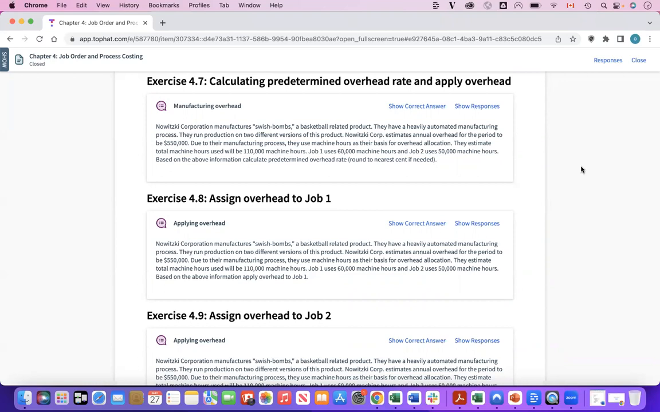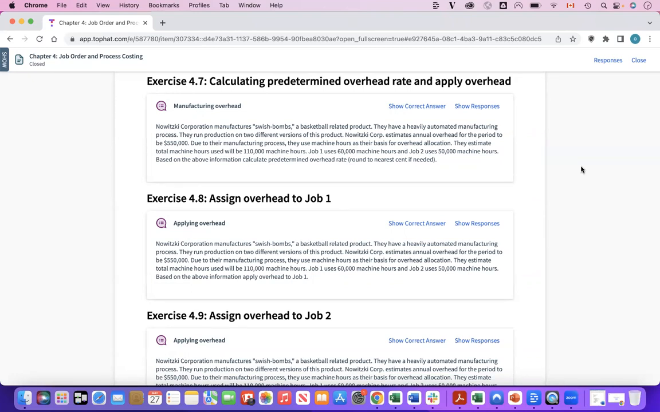Nowitzki Corporation manufactures, quote unquote, swish bombs, a basketball related product. They have a heavily automated manufacturing process and run production on 2 different versions of this product. Nowitzki Corp estimates annual overhead for the period to be $550,000. Due to their manufacturing process, they use machine hours as their basis for overhead allocation. They estimate total machine hours used will be 110,000 for the year. Job 1 uses 60,000 machine hours and job 2 uses 50,000 machine hours. Based on the above information, let's calculate the predetermined overhead rate, rounding to the nearest cent if needed.